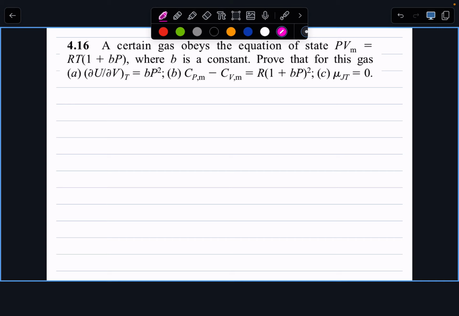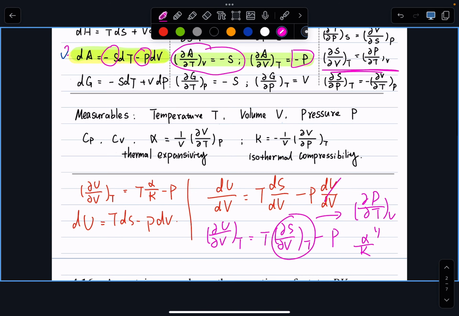So first question, what is our dU over dV at constant T? That's the volume dependence of internal energy, right? So in our previous lectures, we went over the derivation. So here we can just use dU over dV at constant T. That equals to, what do we have? The one we just did here, T alpha over chi minus P. And this alpha over chi term is effectively the dP over dT at constant V.